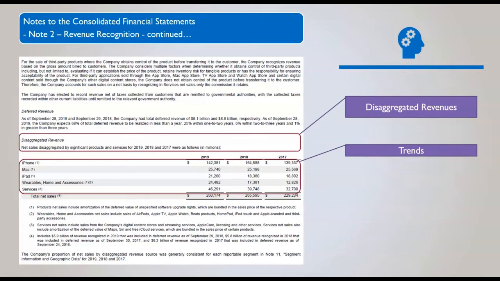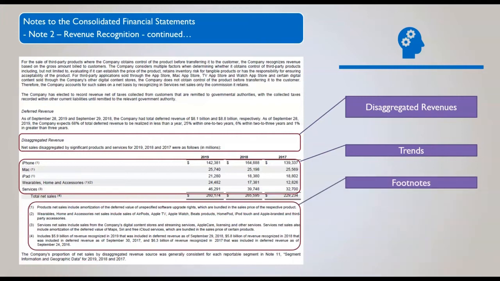In contrast, for the wearables, home, and accessories category, we can see that there is significant growth in the segment. For example, there was $17.4 billion in 2018 versus $24.5 billion in 2019. Similarly, for services, we can see that there is also significant growth in this line item, where this increased from $39.7 billion in fiscal 2018 to $46.3 billion in fiscal 2019.